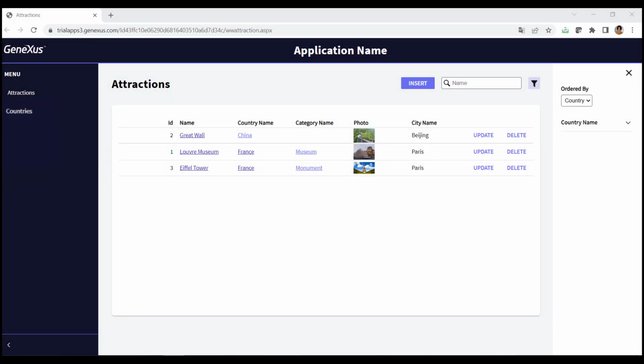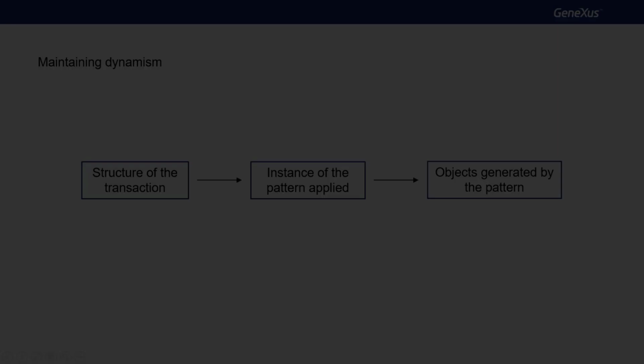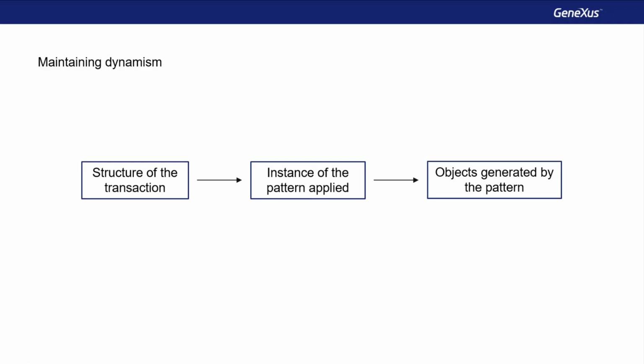Now let's talk about something else. What happens if, after applying the pattern, attributes are added to or deleted from the transaction structure? Once the work with pattern has been applied to a transaction, a dynamic relationship, synchronization, is created between the transaction structure, the applied pattern instance, and the generated objects.